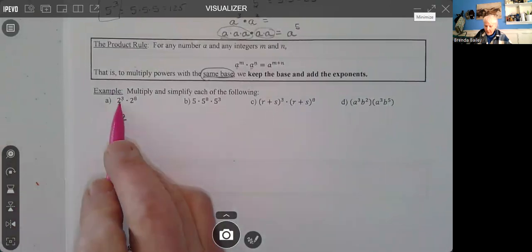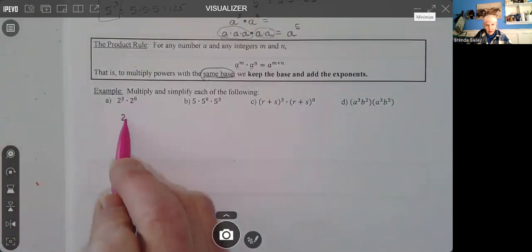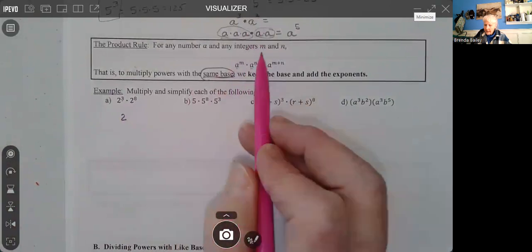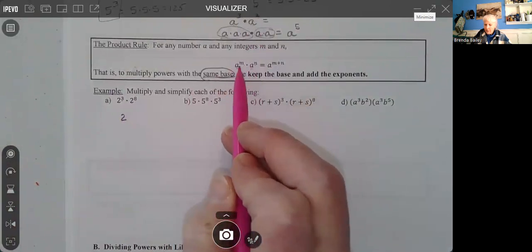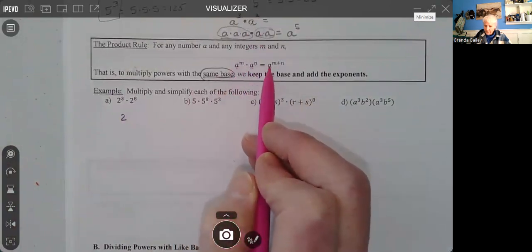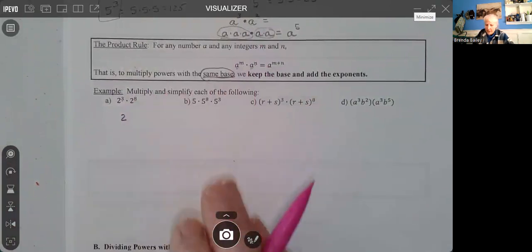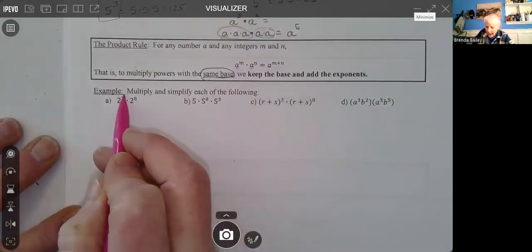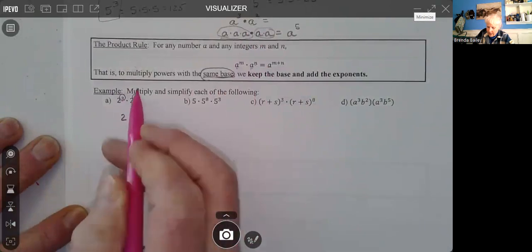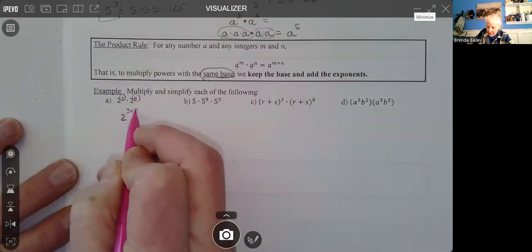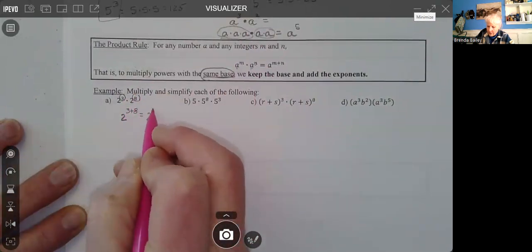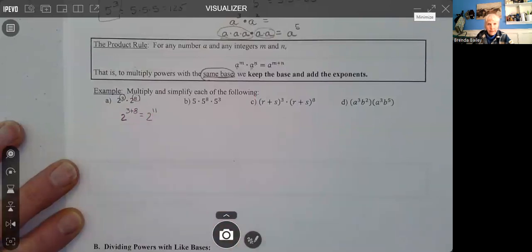All right, we have a common base of 2, just like we had a common base of A, and we just wrote an A. Now you add the exponents. When you multiply, you add the exponents. 3 plus 8, so 2 to the 11th is your answer. And a lot of times they'll just want it in exponential form.